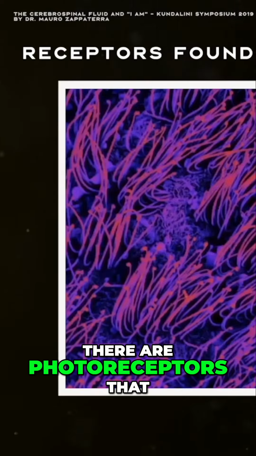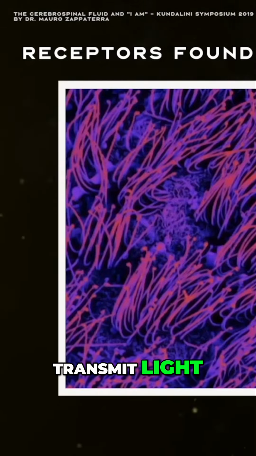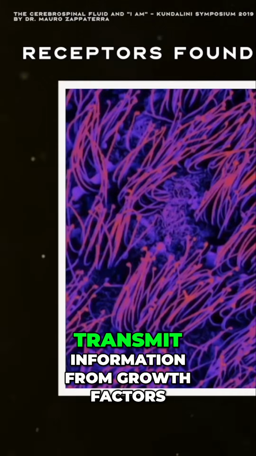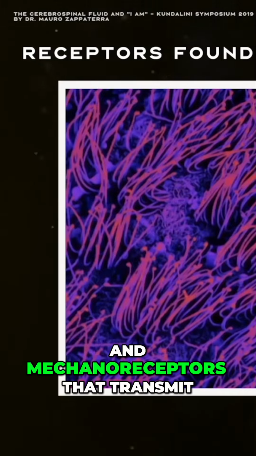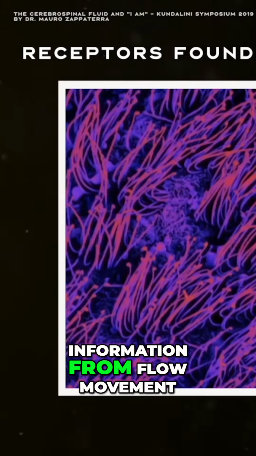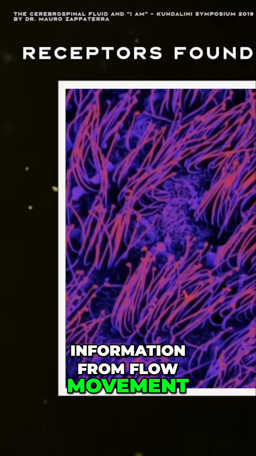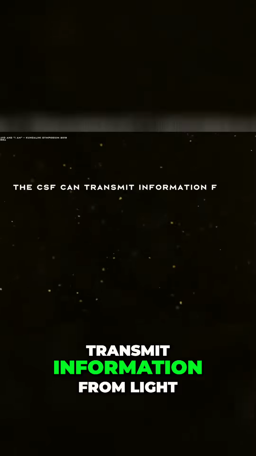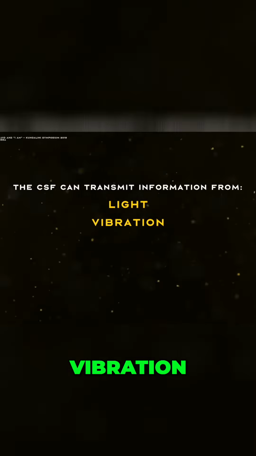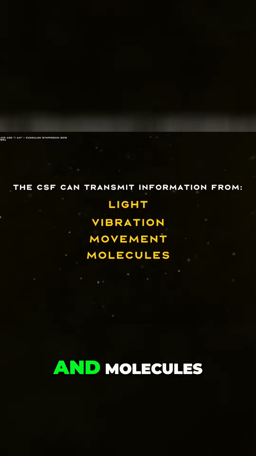So what receptors are found on these cells? There are photoreceptors that transmit light. There are chemoreceptors that transmit information from growth factors, ions, and hormones, and mechanoreceptors that transmit information from flow, movement, and vibrations. So the CSF can transmit information from light, vibration, movement, and molecules.